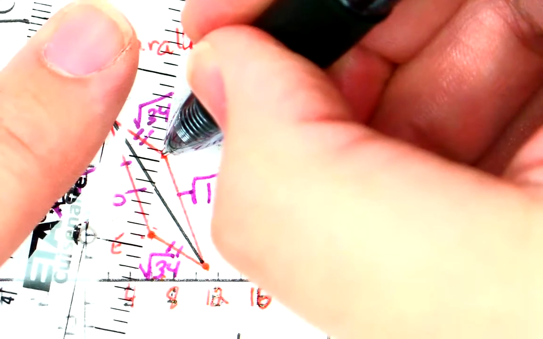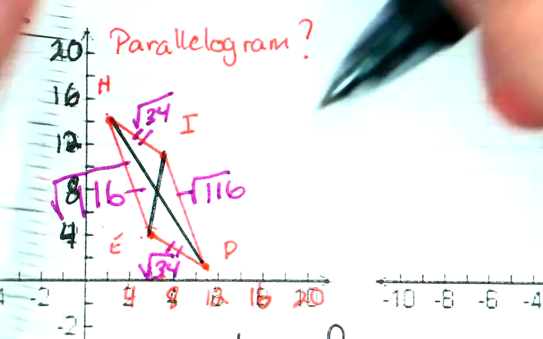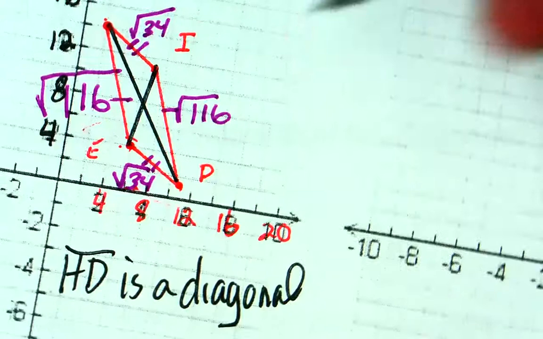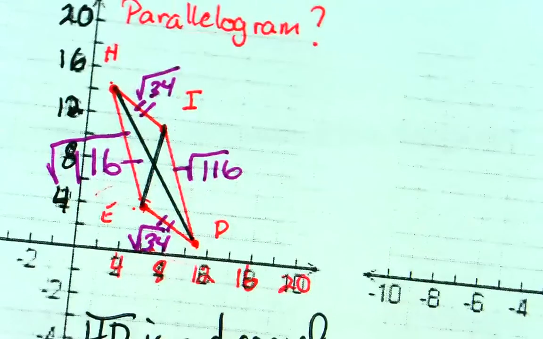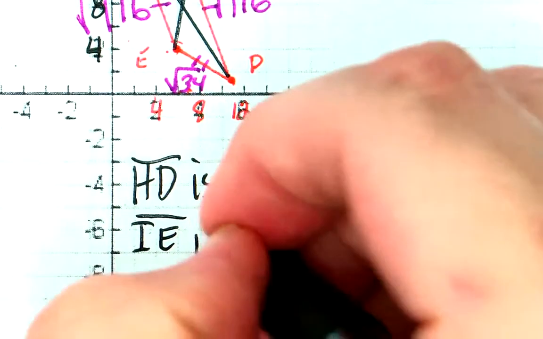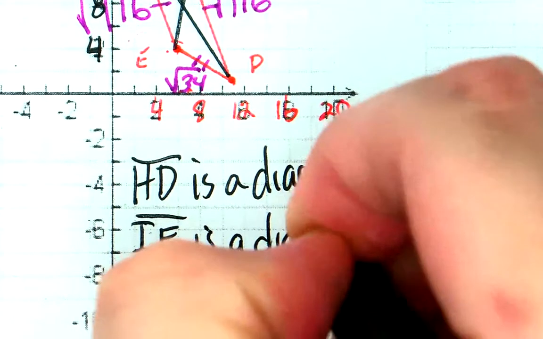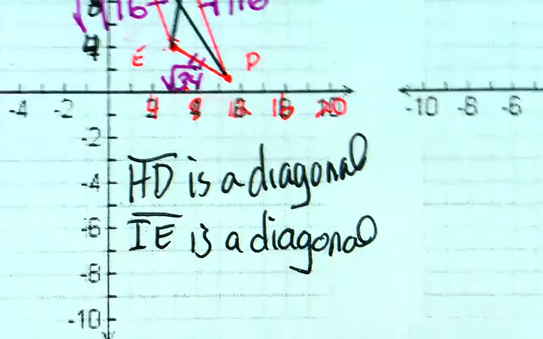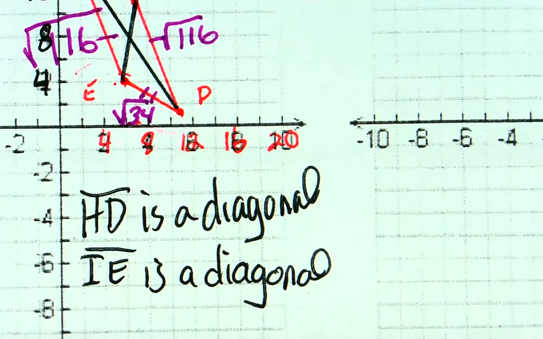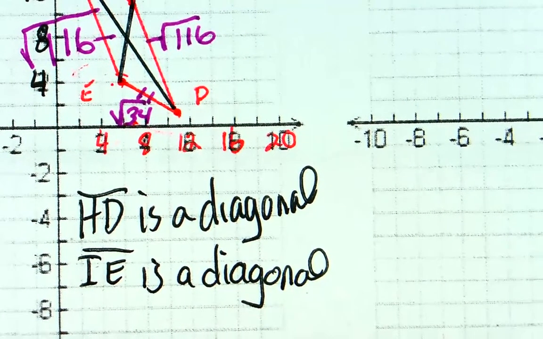IE. There it is. So now you have two diagonals, HD and IE. And when we get to special shapes, the diagonals are really, really important, because we're going to find out special things about those.